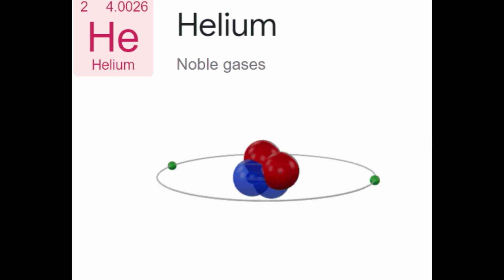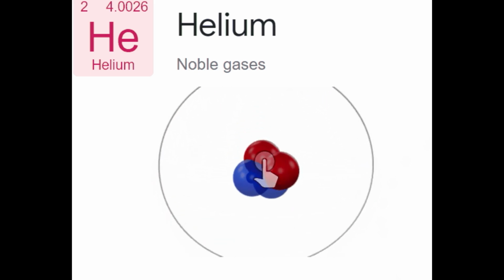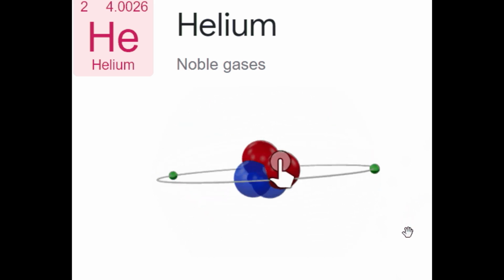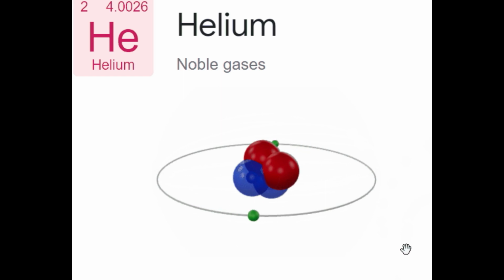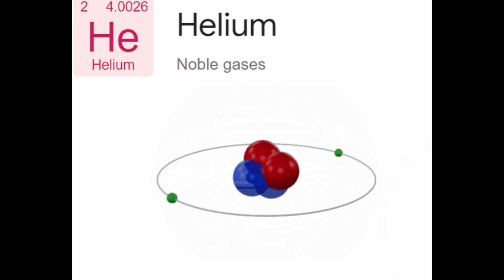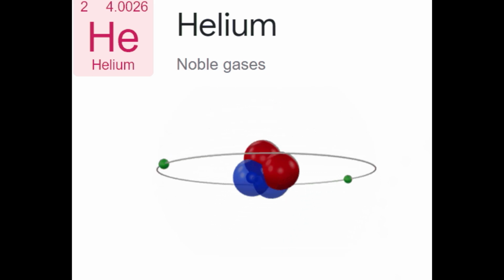4. Low boiling point. Helium has an extremely low boiling point of negative 268.93 degrees Celsius or negative 452.07 degrees Fahrenheit, which is just a few degrees above absolute zero. This property makes it useful for various cryogenic applications such as cooling superconducting magnets in medical devices like MRI machines and in scientific research.